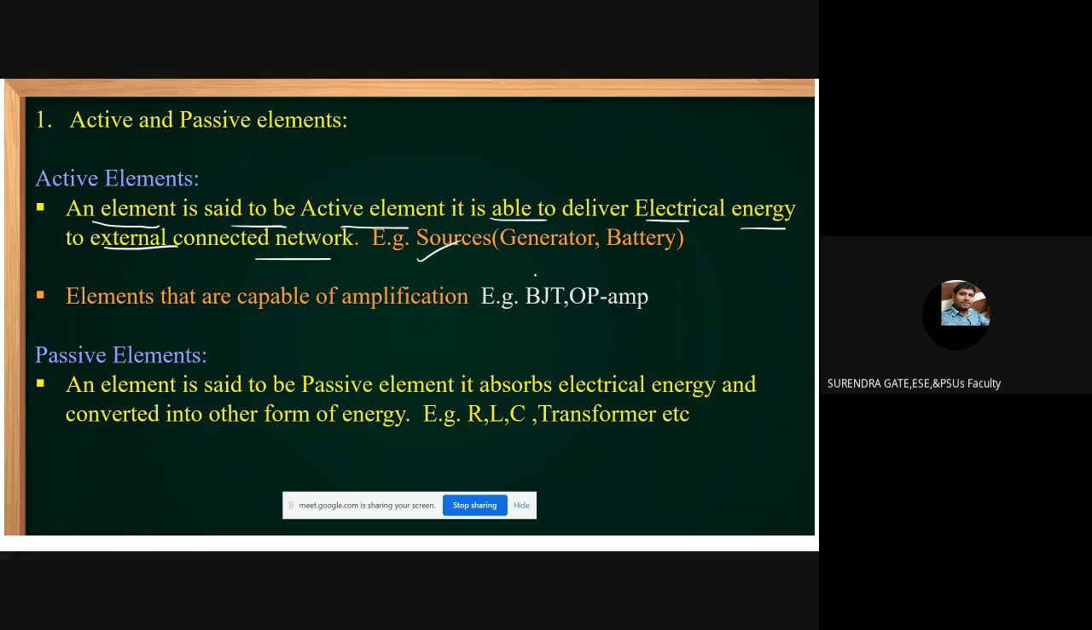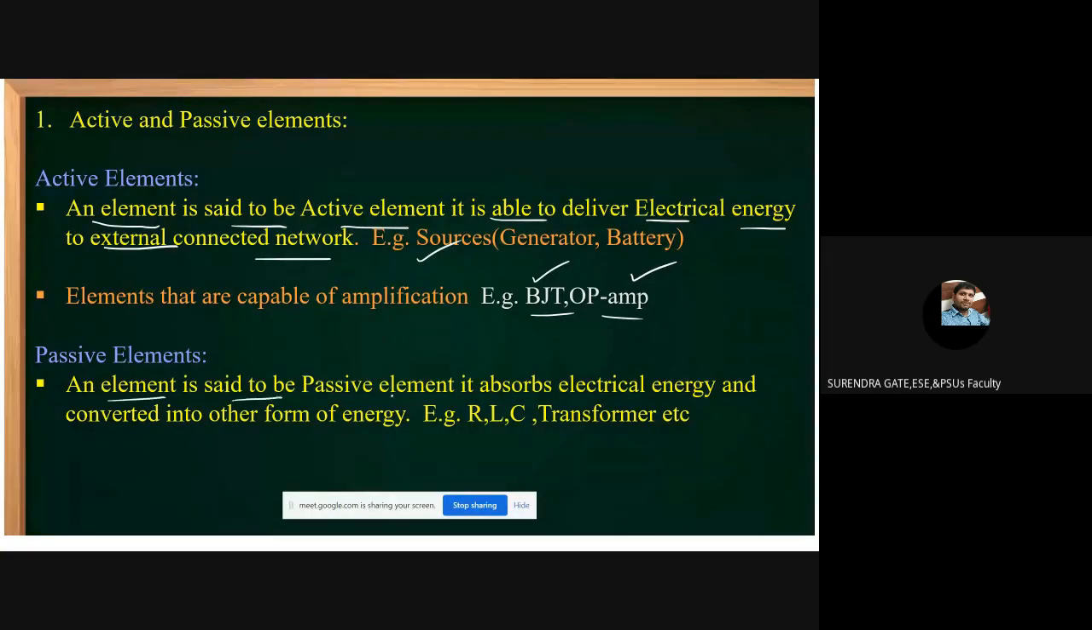The example is the BJT, which is capable of amplification. Operational amplifiers are also capable of amplification. That's why these elements are also treated as active elements. The elements which deliver energy to the external connected network are active elements, and the elements capable of amplification are also active elements. BJT and op-amp are examples. Now, friends, what are passive elements?